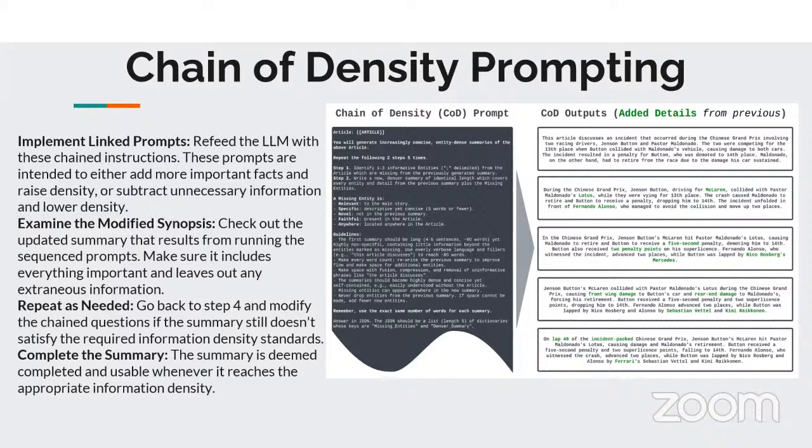So in short, in chain of density prompting, firstly we are choosing our text, initializing the prompt, then reviewing the summary. After that, we are creating a chain prompt. After that, we are refining the summary, and if there is any information that is not in the summary, we will again repeat the follow-up process.